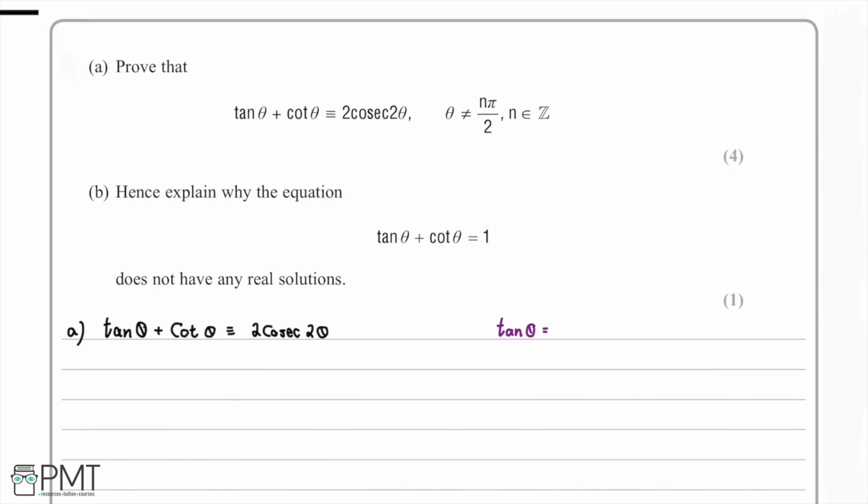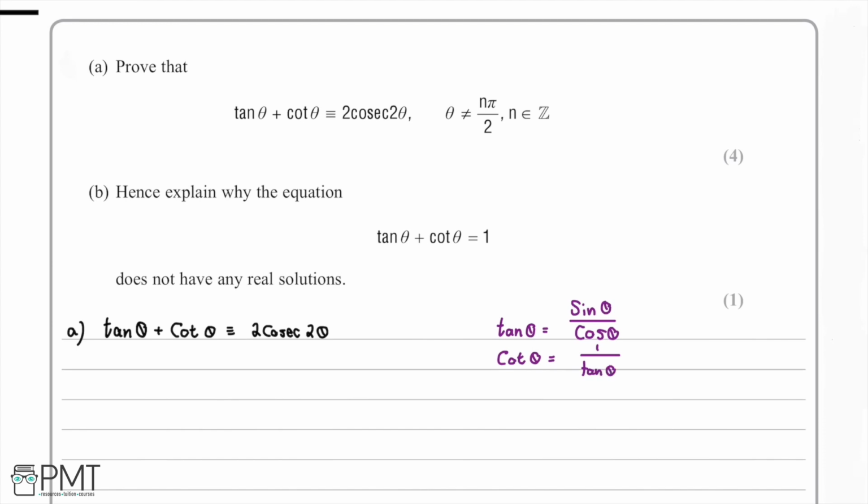So whenever we see a tan theta, we always know that a good way to rewrite this is going to be tan theta is equal to sine theta divided by cos theta. And then in terms of our second term here, we know that cot theta is going to be 1 over tan theta. So I'll just write this here as well. So we have that cot theta is equal to 1 divided by tan theta.